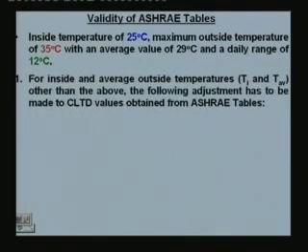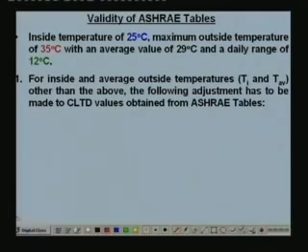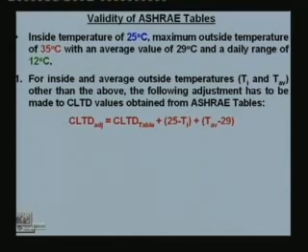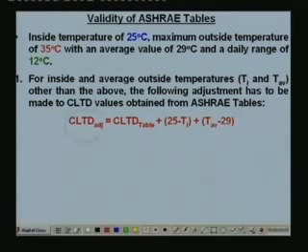Now for inside and average outside temperatures other than the above, the following adjustment has to be made to CLTD values obtained from ASHRAE tables. Okay, so if your values are different, for example, the inside temperature is not 25 degrees but something else. Similarly the average outside temperature is not 29 but let us say 32. Then you have to make an adjustment to the values obtained from the table. That adjustment is given by this equation. The adjusted CLTD value is equal to tabular value plus (25 minus Ti) plus (T average minus 29).